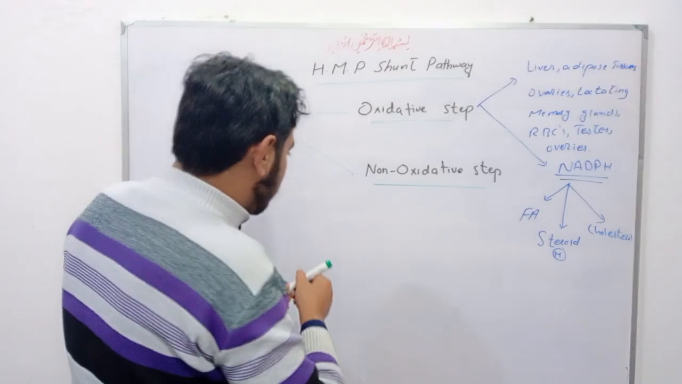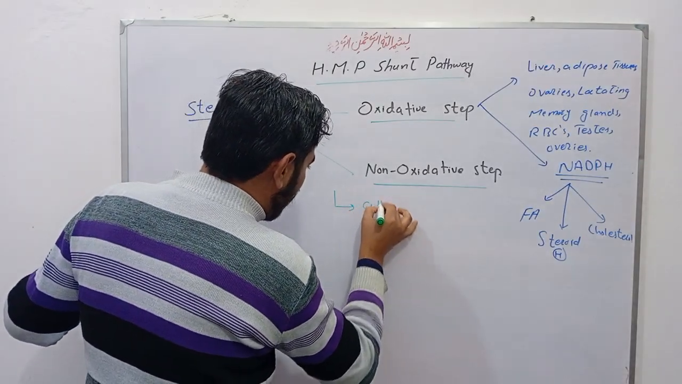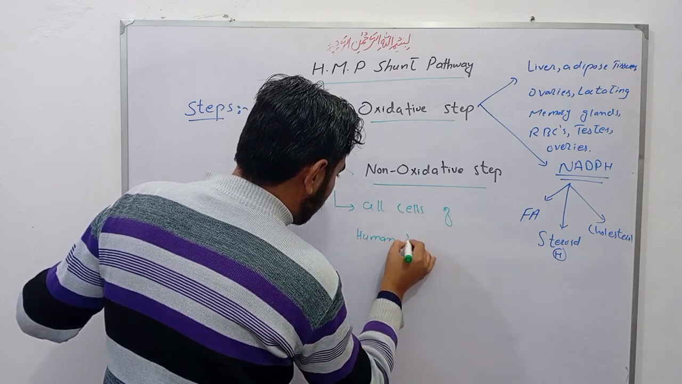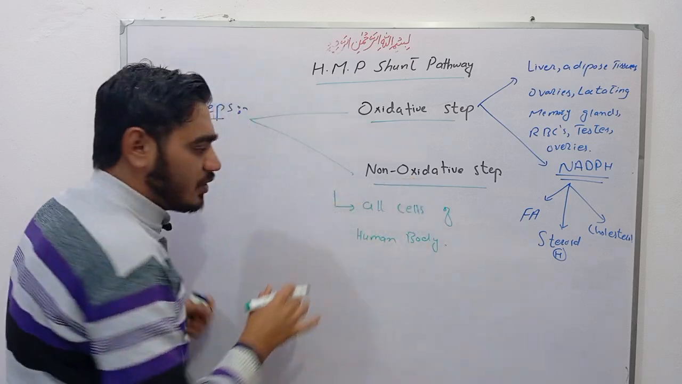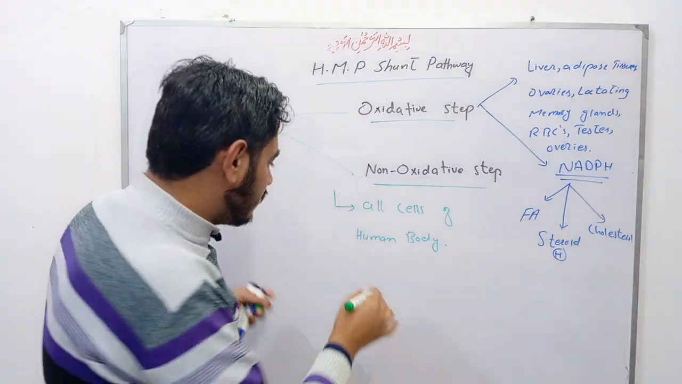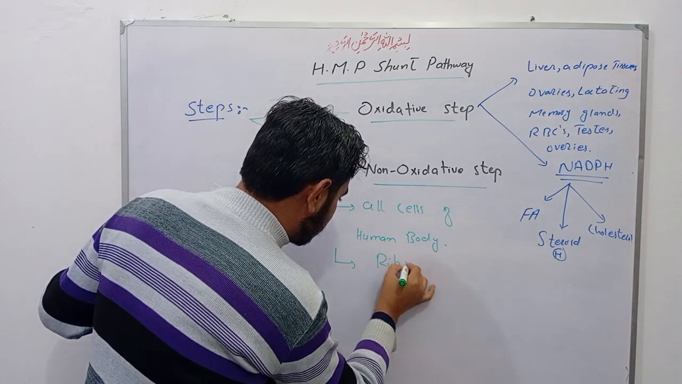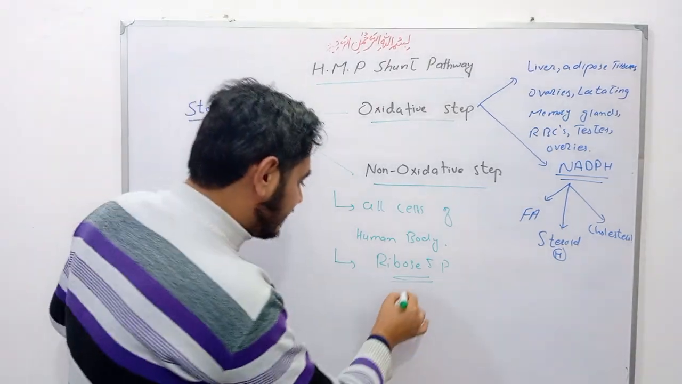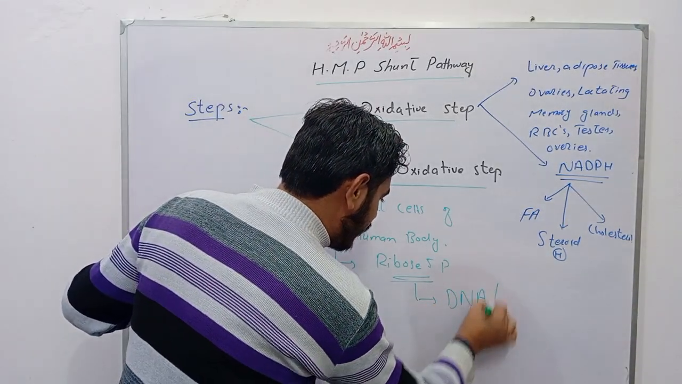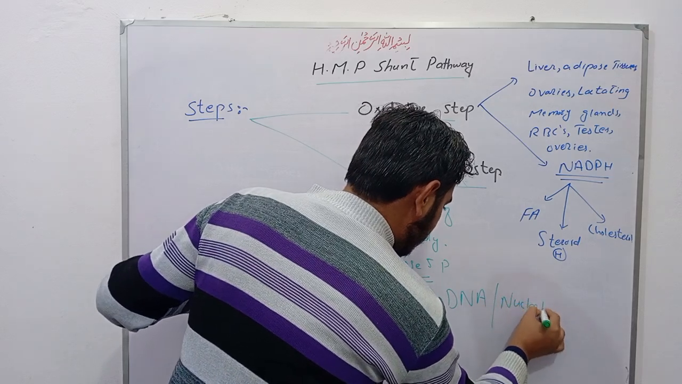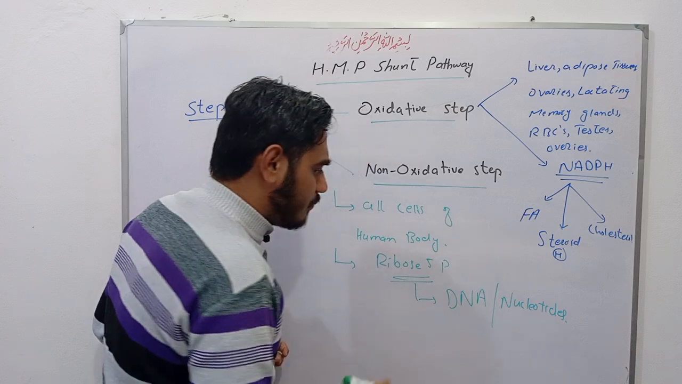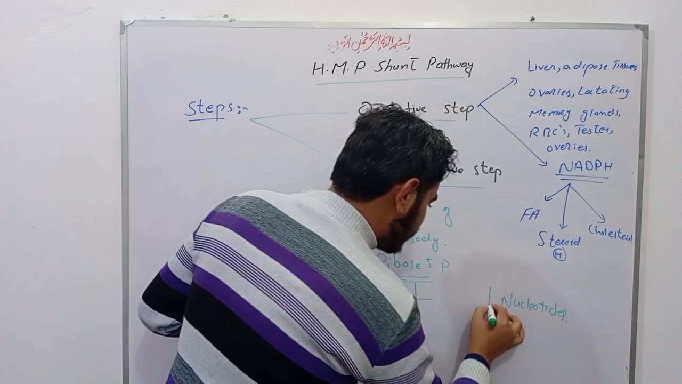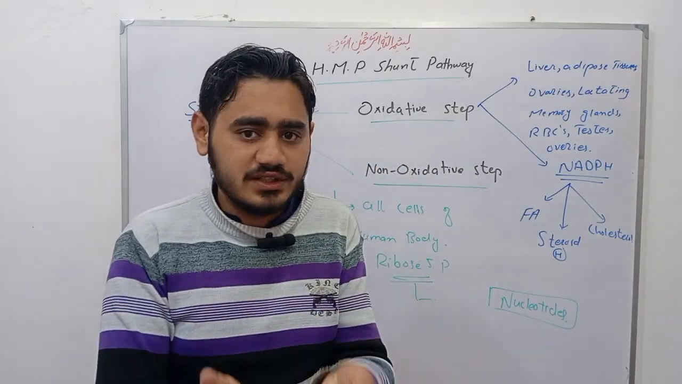This non-oxidative step occurs in all cells of the human body and is very important in the synthesis of ribose 5-phosphate, which is very important in the synthesis of nucleotides, and these nucleotides are very important in the synthesis of DNA.